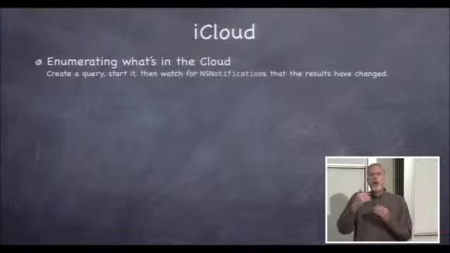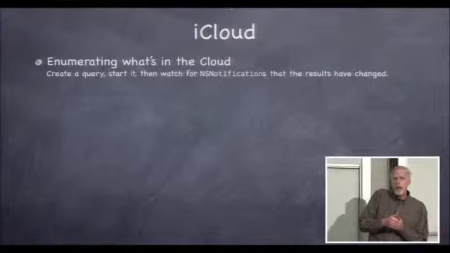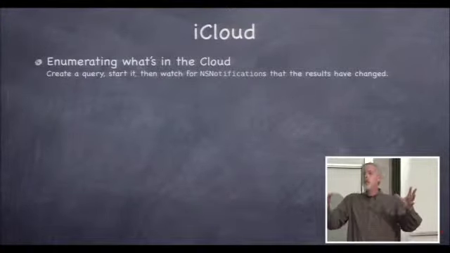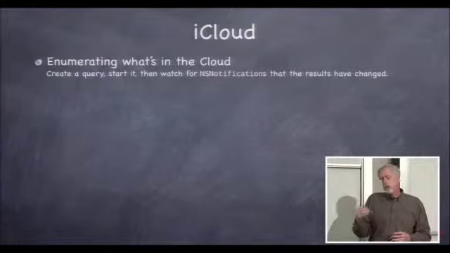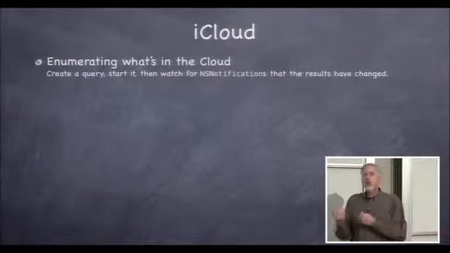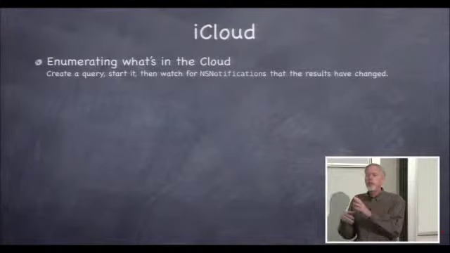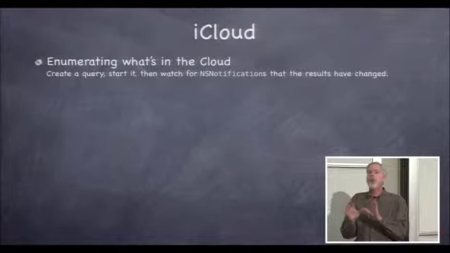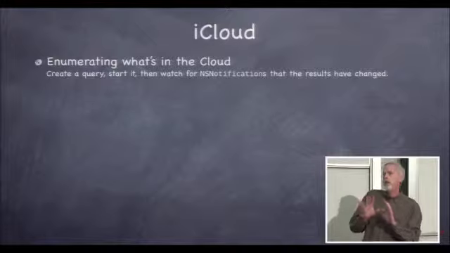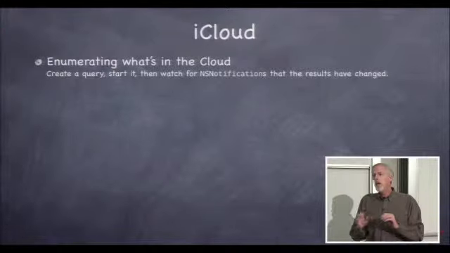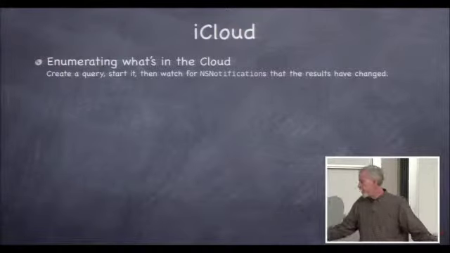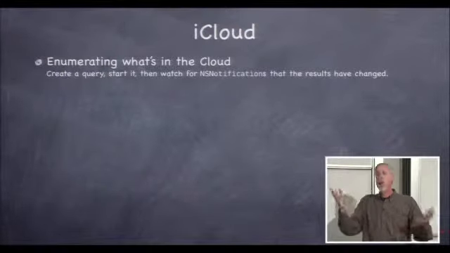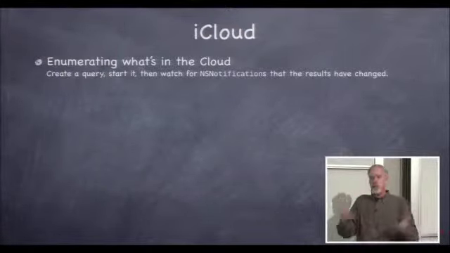All right, so, enumerating what's in the cloud. So now you want to look out and see, well, what's in the cloud? What documents are there out there? Now, you could get the file manager and start doing enumerate directory or contents of directory, but you really wouldn't want to do that. And you can kind of see why, because the cloud is ever changing. Other devices of yours could constantly be updating things. Not likely that it's happening all at the same time, but it could be.